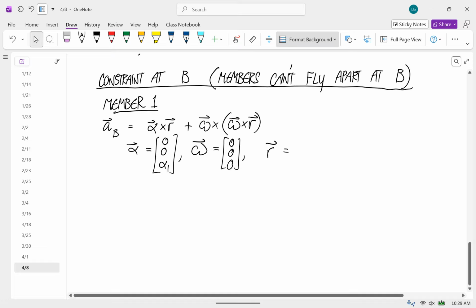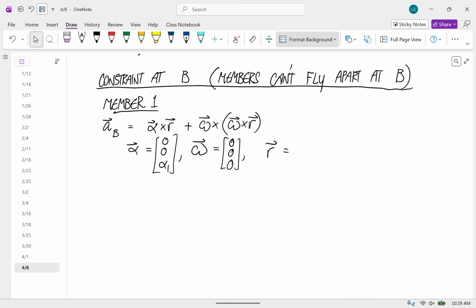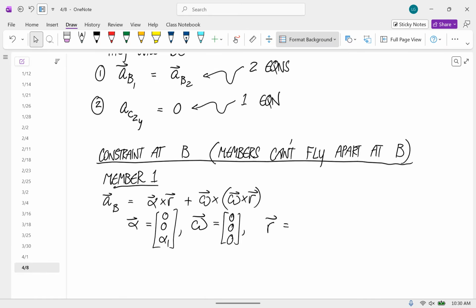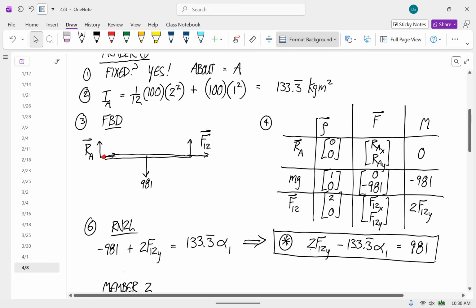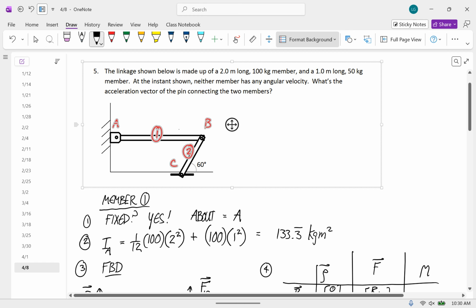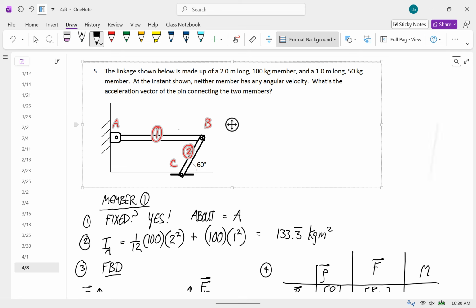And then someone give me the definition of the R vector. About point 2. From the center of the, yes, basically. From the center of the circular motion to the point of interest. Yeah. Yep. And so the center of the circular motion is A, the point of interest is B, the length is 2, so that's just going to be 2, 0, 0.